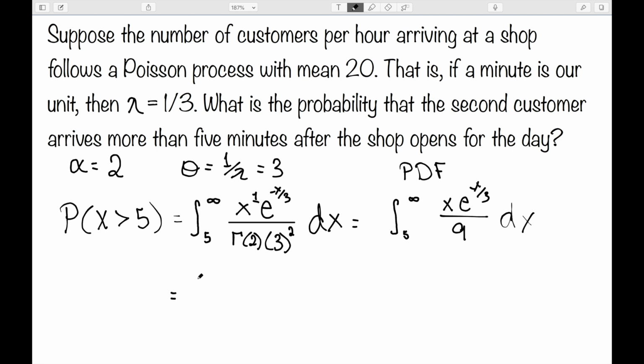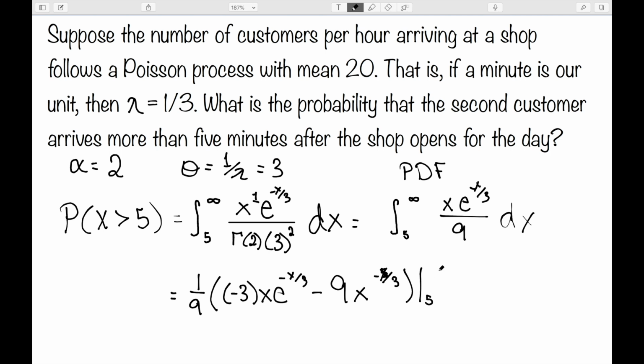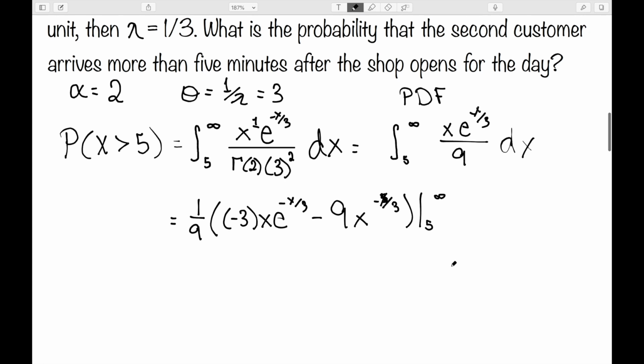We can use integration by parts. When we do, we get 1 over 9 times negative 3x e^(-x/3) minus 9 e^(-x/3), evaluated between 5 and infinity. And if we work this out and simplify, we get 8 over 3 times e^(-5/3), which is approximately 0.504. So here's my probability.